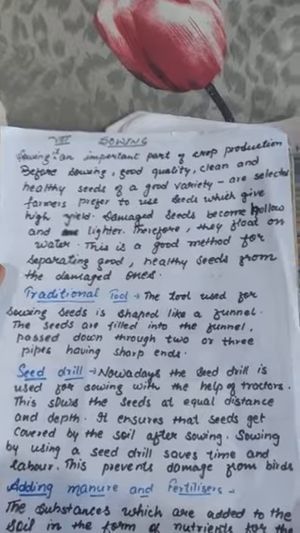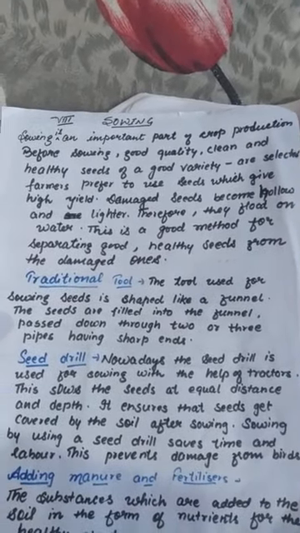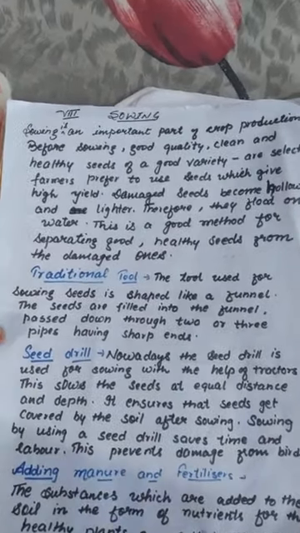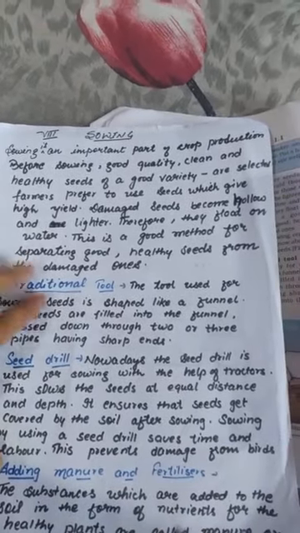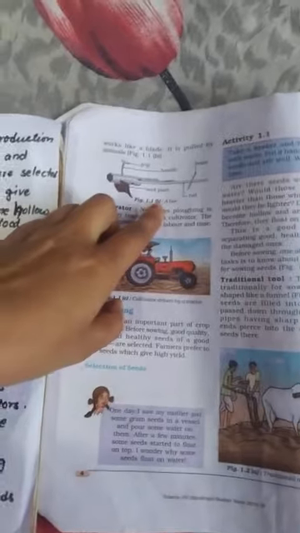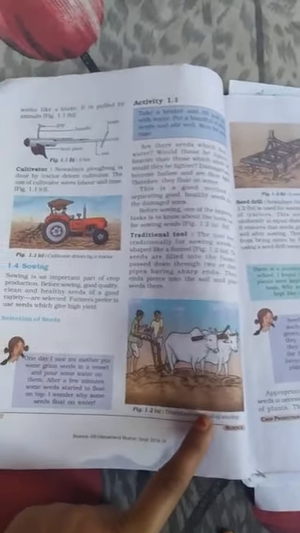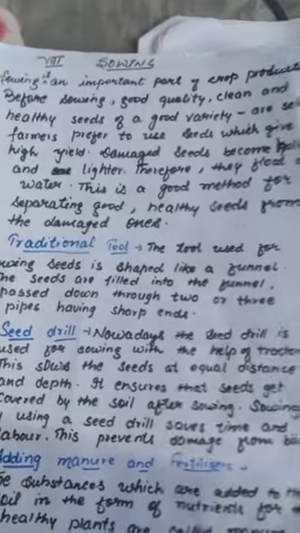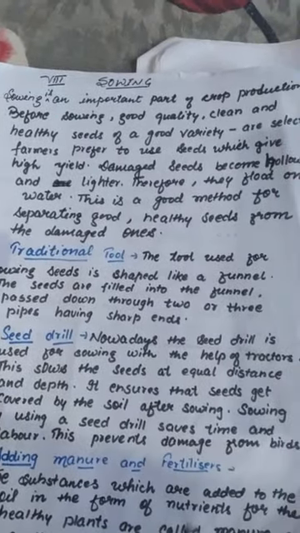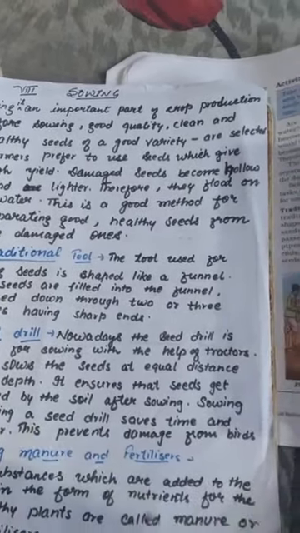Now, some instruments are used in this technique. These tools are known as traditional tools. As I have told you earlier, the hoe, cultivator, plow and seed drills are the instruments known as traditional tools. The tools used for sowing seeds are known as traditional tools.